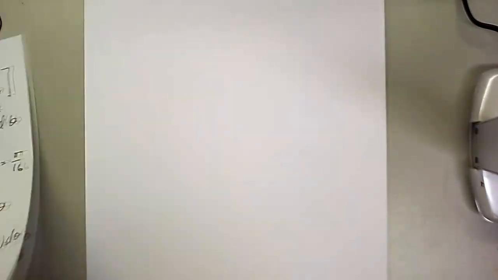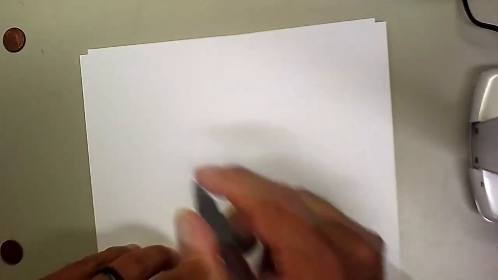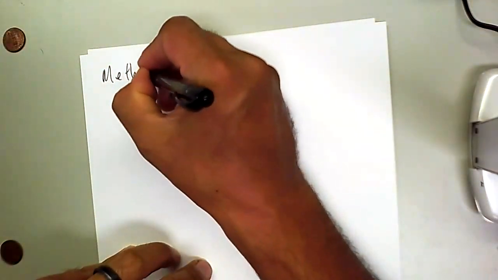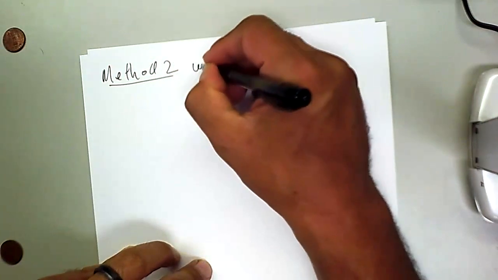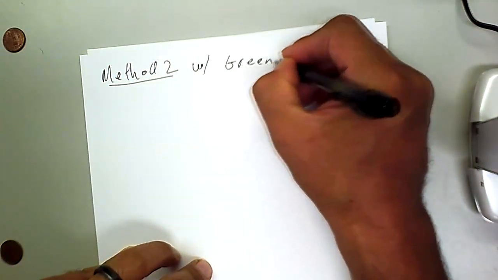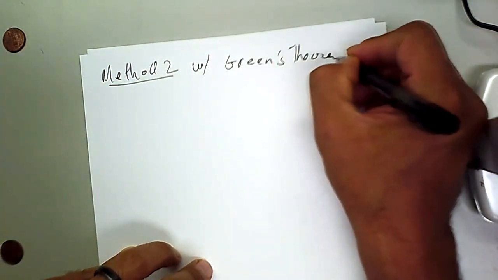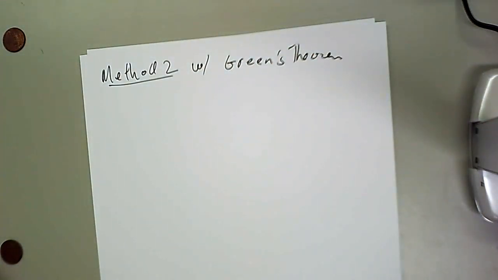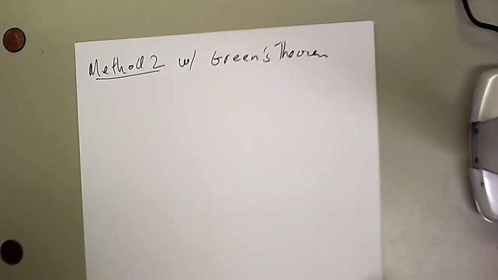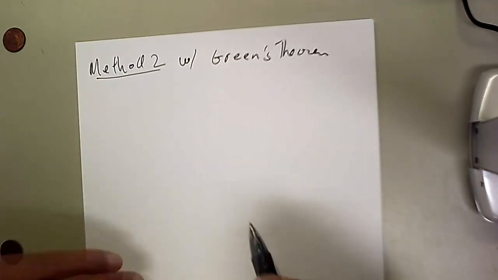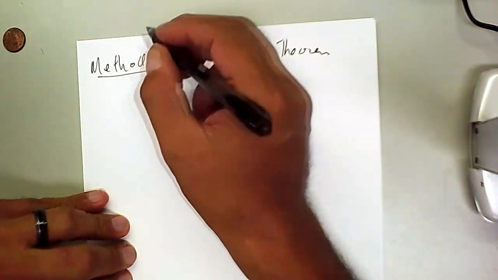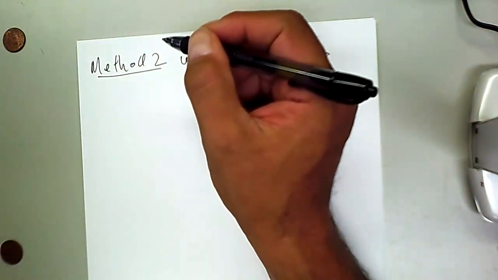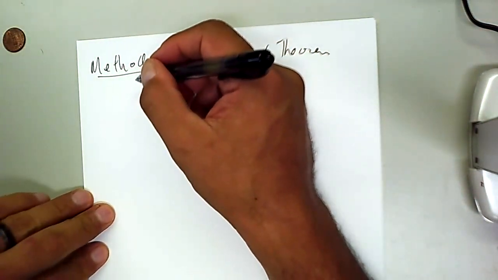Well, method 2, with Green's theorem. It's good to do problems without the theorem and with the theorem so that we can compare, we reinforce what we do. It is better all around.